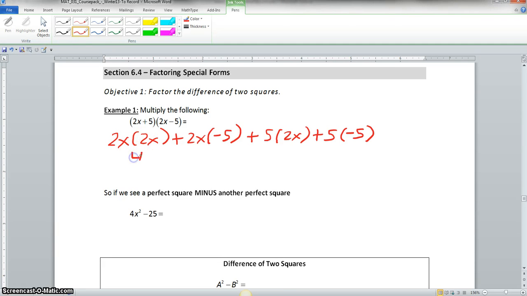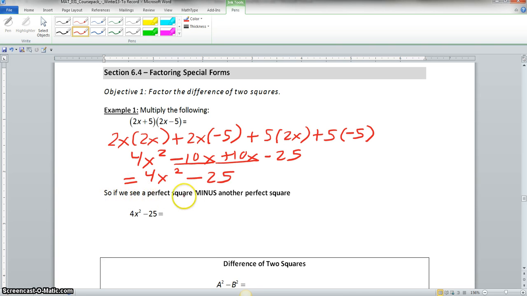2x times 2x is 4x squared. 2x times a negative 5 will give us a minus 10x. 5 times 2x is 10x. And 5 times a negative 5 will give us a minus 25. So now, we will have our 4x squared. Now we know negative 10x plus 10x gives us 0. Minus 25 will give us minus 25.